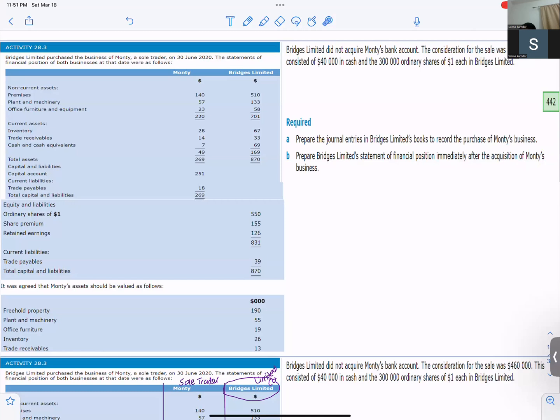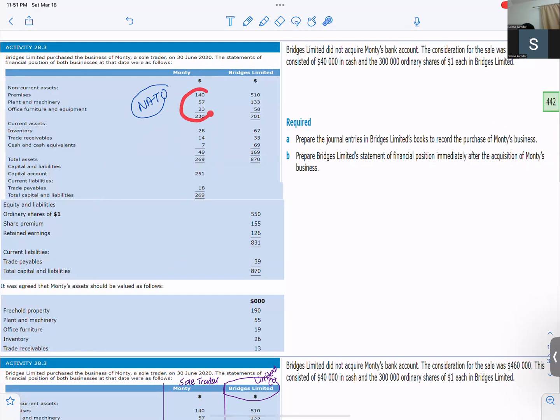This is one more sum where you have to pass journal entries in Bridge's books to record the purchase of Monty's business. That means Bridge is a limited company and it is purchasing Monty's business. Monty's business will close down, and I have to find the net assets taken over from Monty.